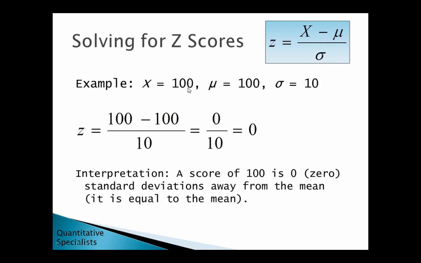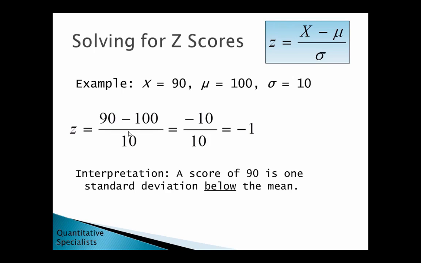Here we have an x of 100, a mean of 100, and a standard deviation of 10. So plugging these values into our z-score formula, we see 100, that's the x, minus 100, which is the mean, divided by 10, or 0 over 10 equals a z of 0. And as we saw before, a z of 0 means that the score is 0 standard deviations away from the mean, or it's equal to the mean. Now here's an example where the value is less than the mean. Notice here we have x of 90, mu of 100, and standard deviation of 10. So plugging these into our z-score formula once again, we would get z equals 90 minus 100 over 10, or negative 10 over 10, or a z of negative 1.